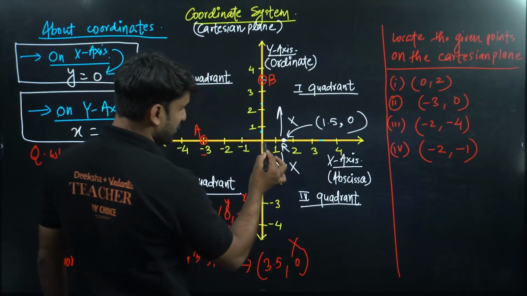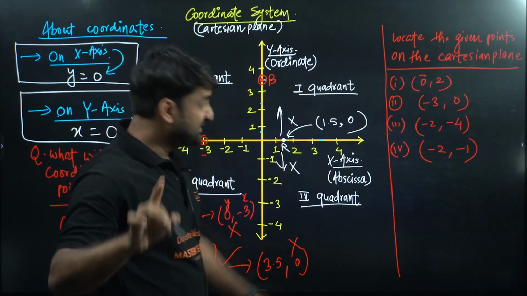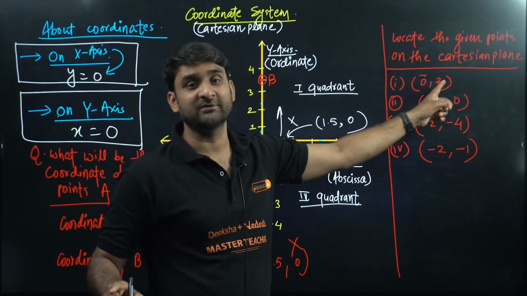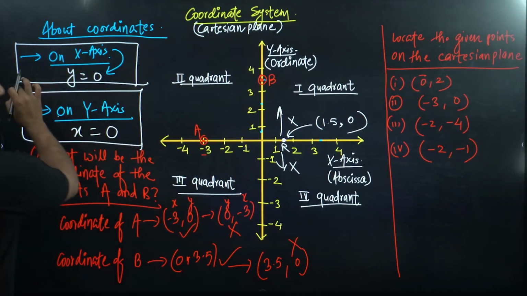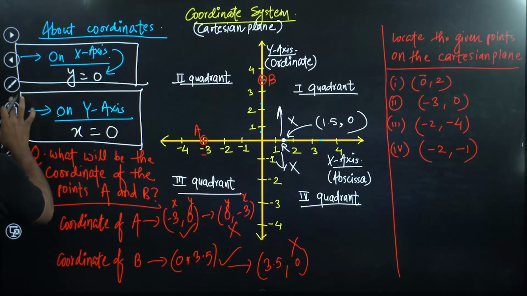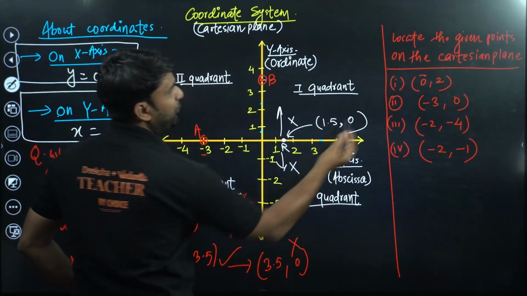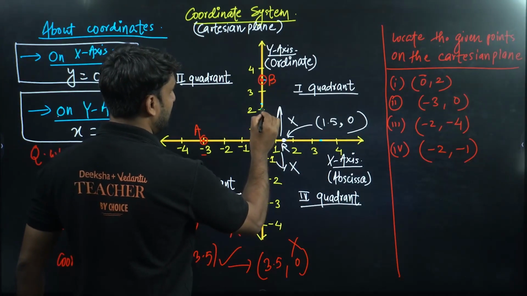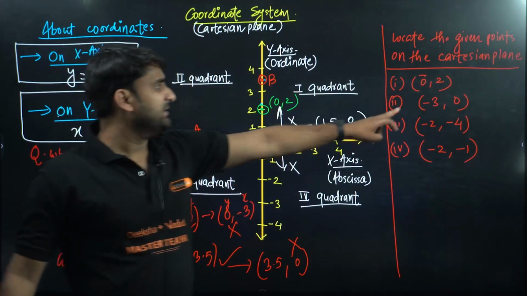X is 0 means the point will lie entirely on the y-axis, because there is no sharing of the x-axis. Entirely y is showing its dominance, so the point will lie on the y-axis. So where is the point? I'm using another color for this question, green color. So the point (0, 2): 0, 0, and 2 is here. So the point will be lying here. This is the point (0, 2).